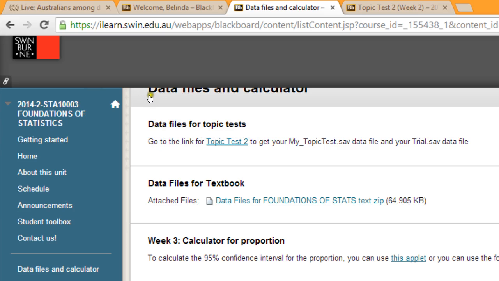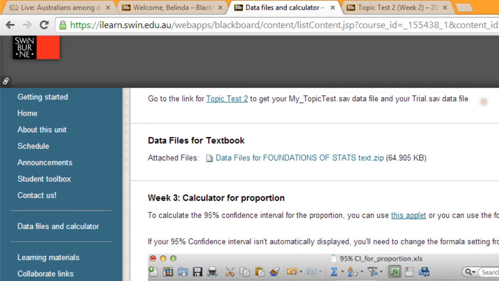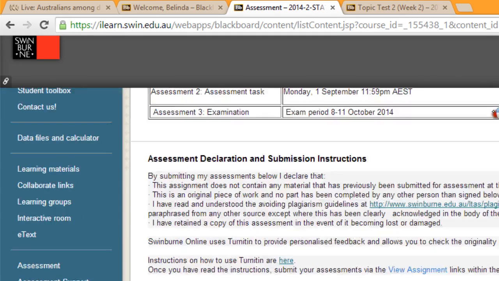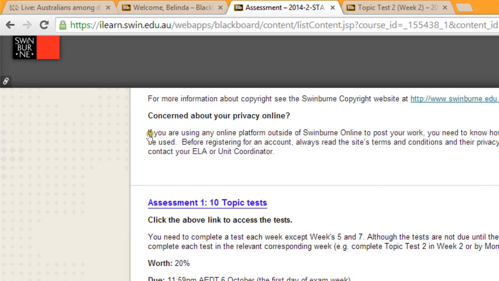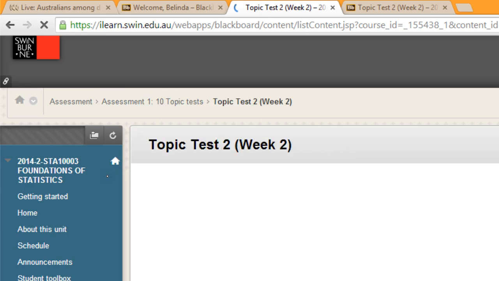And then if you go to the topic test 2 link under data files, it'll take you to your topic test 2 data files. This link here has been created so that all of your data files are in the one spot. However, the traditional way to get your data files for your topic tests is just to navigate to topic test 2. So in the assessments link, scroll down, assessment 1, 10 topic tests, and in here you press on topic test 2.